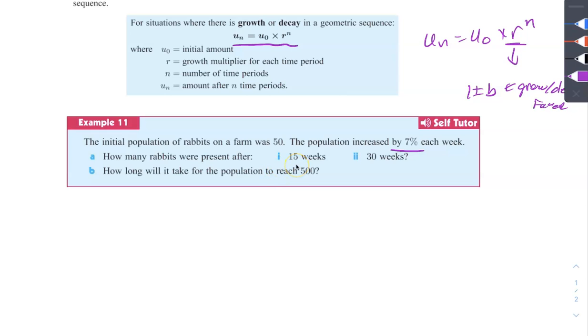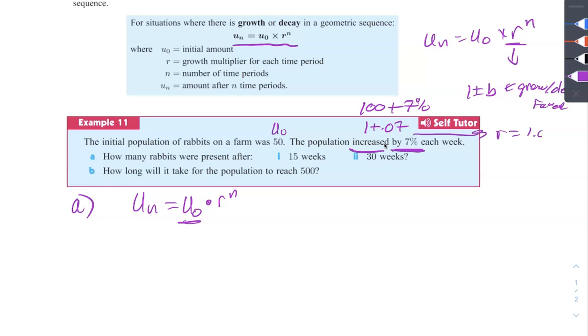So we're going to do the first part first. For A, I'm going to write down the formula: UN equals U0 times R to the N. My initial condition is 50. And here is where people make a mistake: this is not my R. We start off at 100%, or 1, and we're adding 7% to that. So it's 1 plus 0.07, so R should be 1.07. So my formula should be UN equals 50 times 1.07 to the N, where N is the number of weeks.